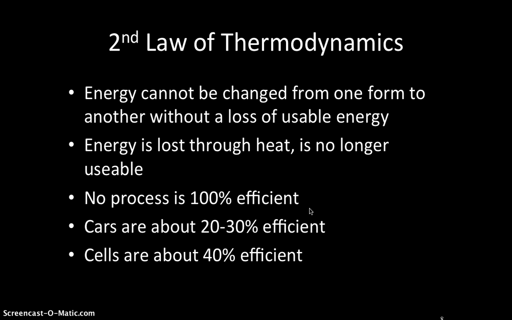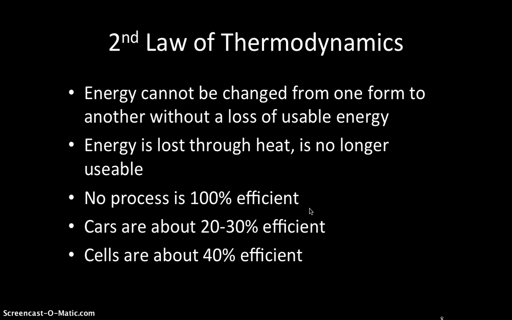The second law of thermodynamics says that energy cannot be changed from one form to another without a loss of usable energy. So as we change from chemical energy to mechanical energy, or from solar energy to chemical energy, we're storing energy, but we are losing some of it as heat. And when we lose that as heat, it's no longer usable. And no process is actually 100% efficient.